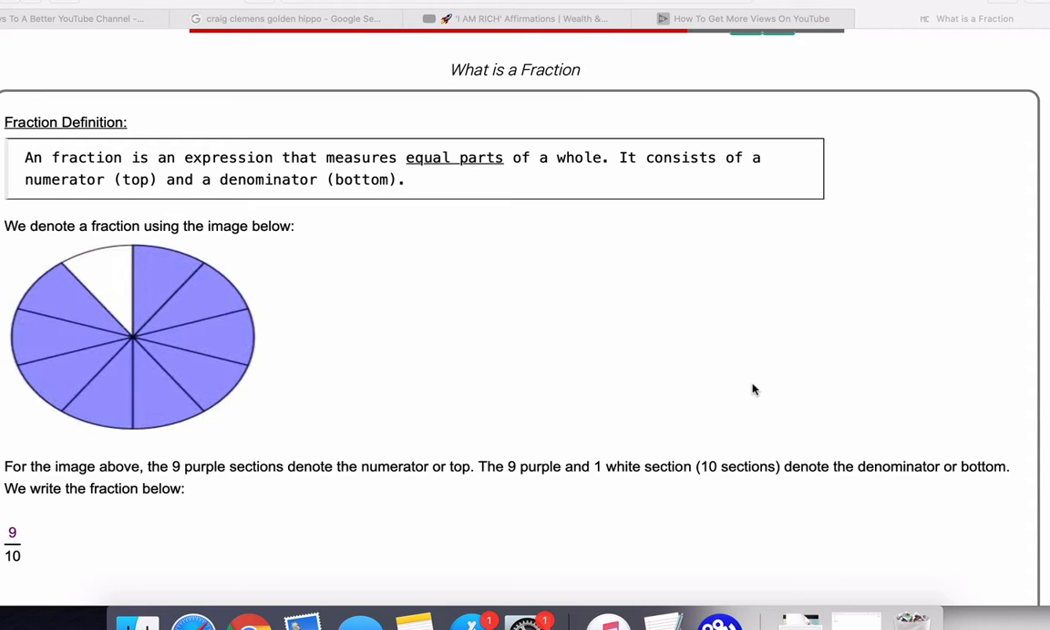So first, what exactly is a fraction? A fraction is just an expression that measures equal parts of a whole. It consists of three parts: a numerator, or the top of the fraction, a denominator, or the bottom of the fraction, and then the line in the middle that separates them both.